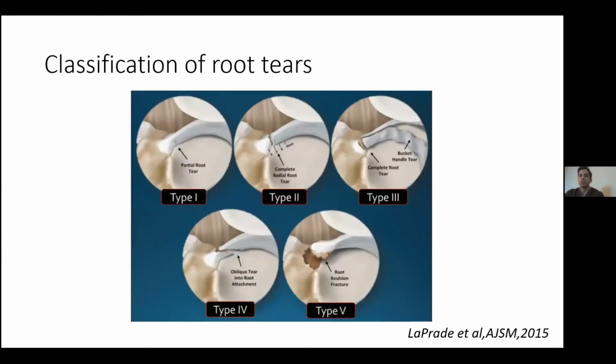There are a few types of root tears that can occur. As you can see here, there's a classification by LaPrade, which shows there are 5 types of root tears. However, the common one that we see in practice is the type 2 tear. Instead of an avulsion of the bone or soft tissue like a type 5, it is actually a radial tear which is very close to the attachment of the root itself.